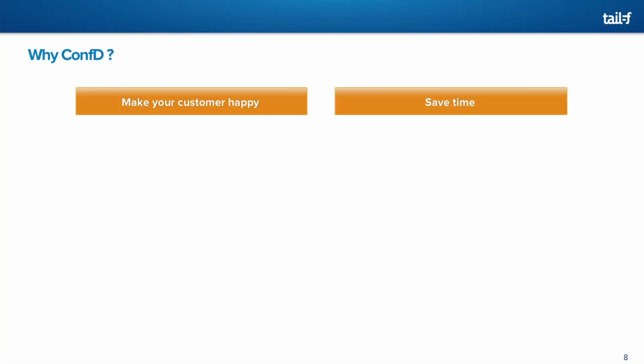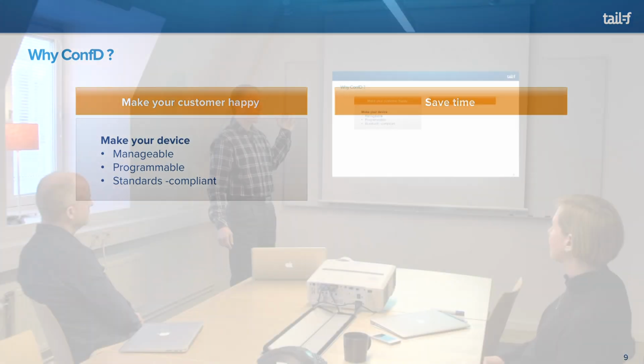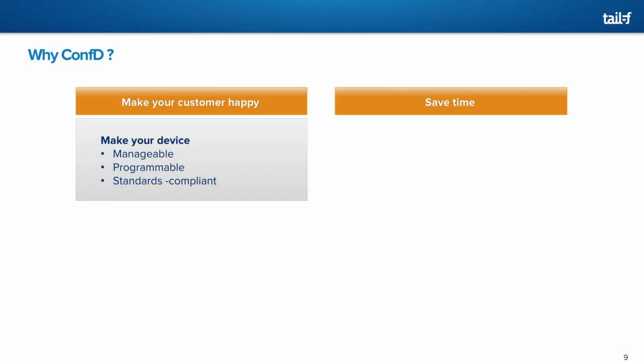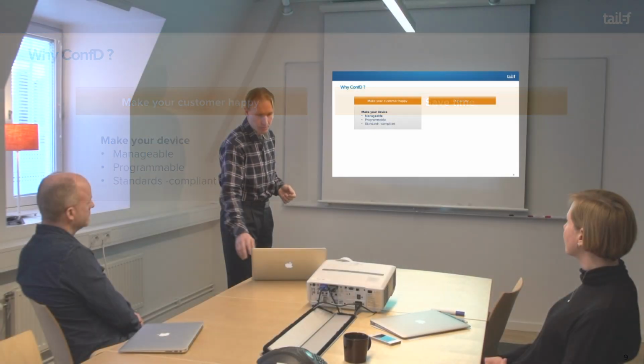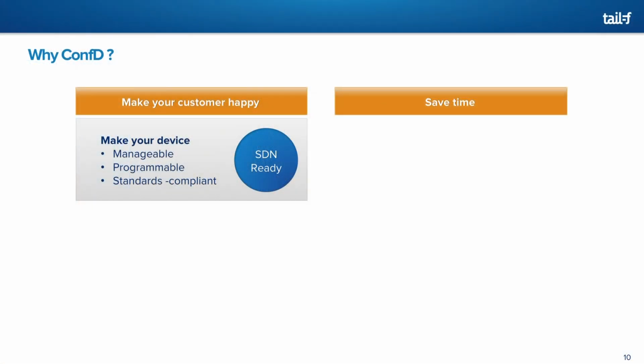So what does ConfD provide for you? It's providing a few things to make your customers happy, because it makes your device manageable. You can program to it. It becomes a part of your network API, and it complies to all the standards in this space. It really fulfills the SDN promise. So if you want your network to be programmable, this is an excellent idea.